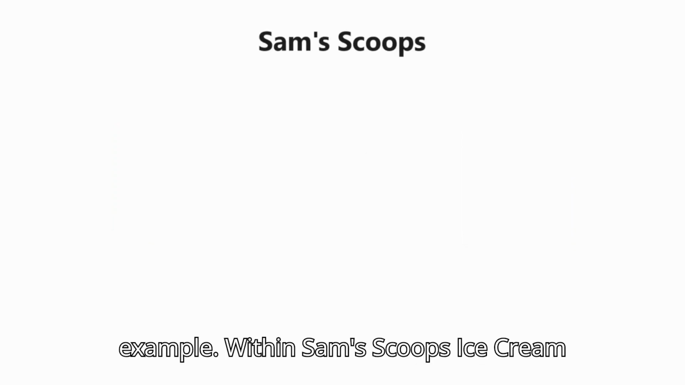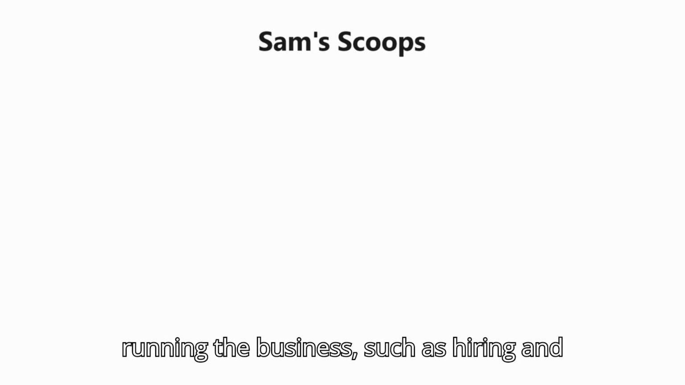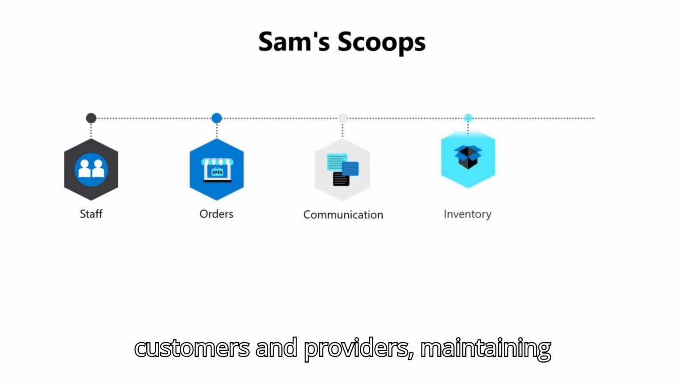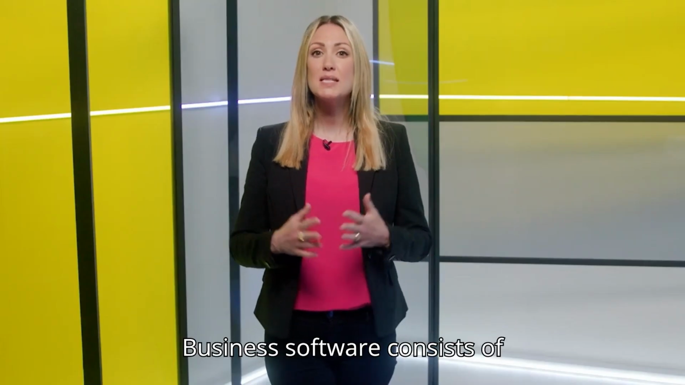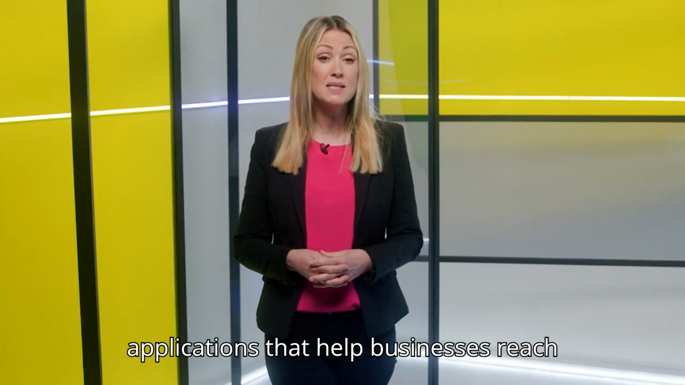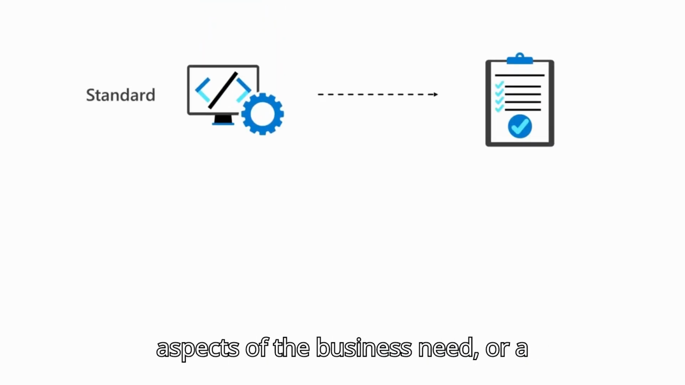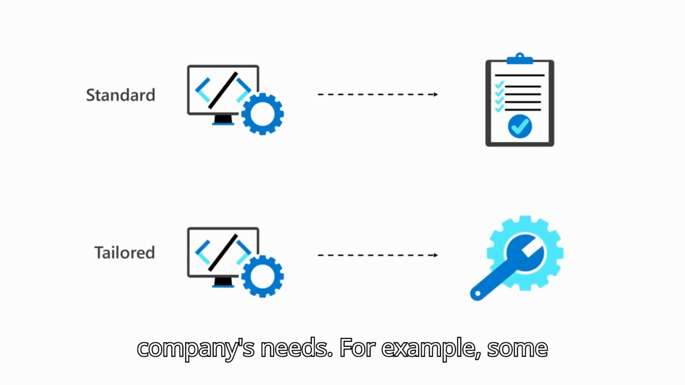The business function relates to a specific task it executes. For example, within Sam Scoops ice cream shop, these are aspects related to running the business, such as hiring and paying staff, orders, communicating with customers and providers, maintaining inventory, and marketing. Business software consists of applications that help businesses reach their goals. This is either existing or generic software packages for certain aspects of the business need, or a software package that is customized to a company's needs.